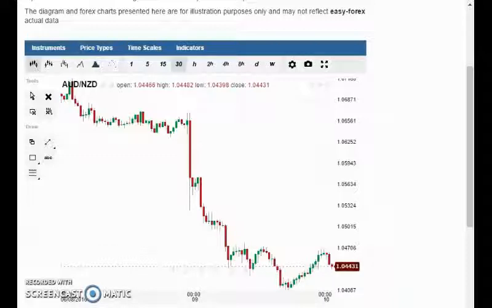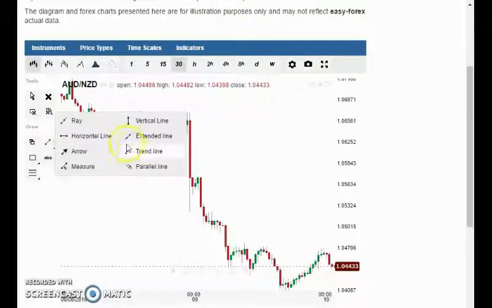Okay, I'm looking at today the Australian dollar versus the New Zealand dollar. That is my currency pair that I'm looking at today. And we want to place a trend line using the drawing tool. Here it is, the drawing tool to place trend lines.